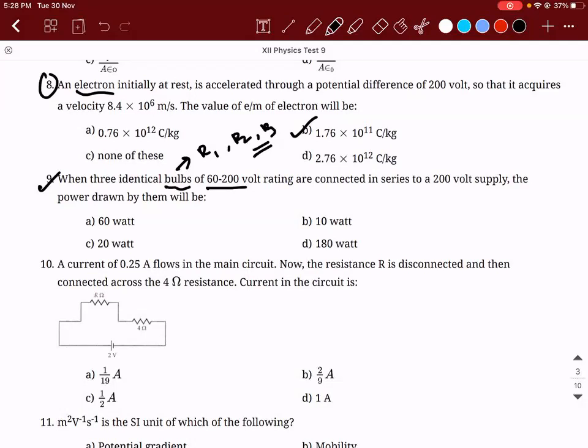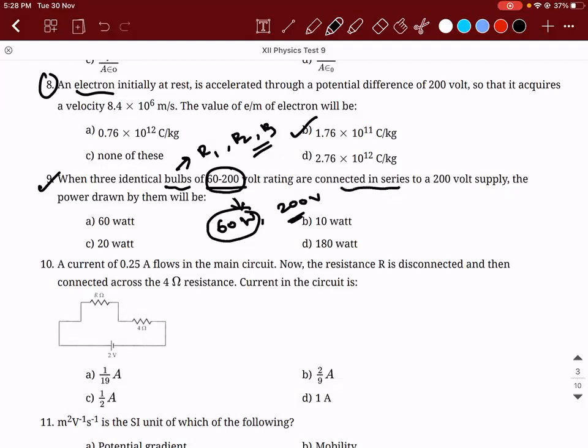When 3 identical bulbs of 60 W, 200 volt, it should be like this: 60, 200. Did you guys understand what it is? It is 60 watt and 200 volt. Are connected to a 200 volt supply. So power of each bulb is 60 watt.